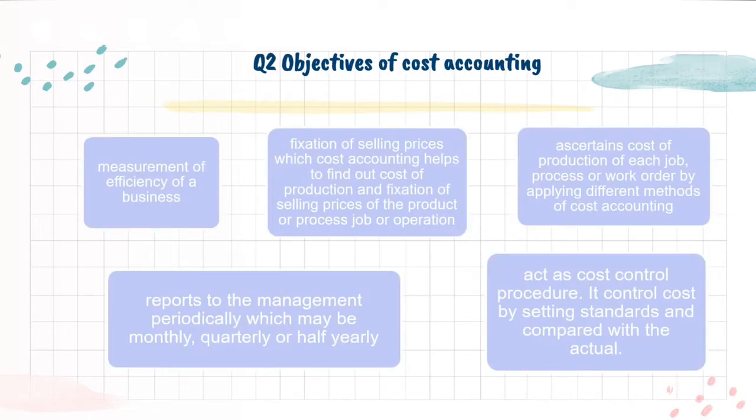Now is the objectives of cost accounting. Firstly, it is used as a measurement of efficiency of a business. Next, fixation of selling prices, where cost accounting helps to find out the cost of production and fixation of selling prices of the product, process, job or operation. Thirdly, cost accounting is used to ascertain the cost of production of each job, process or work order by applying different methods of cost accounting. Next, it reports to the management periodically, which may be monthly, quarterly, or half-yearly. The last one for objectives of cost accounting is that it acts as a cost control procedure. It controls costs by setting standards and comparing with the actual one.